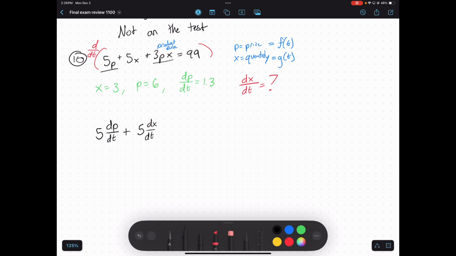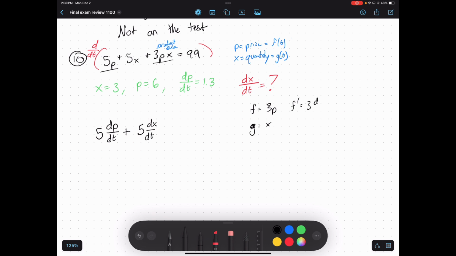Okay? And I can pair the 3 with either one of my functions, but I can go ahead and say, let's say, I'm going to let my first function be 3p. My second function is just x. What are my derivatives of each of those?